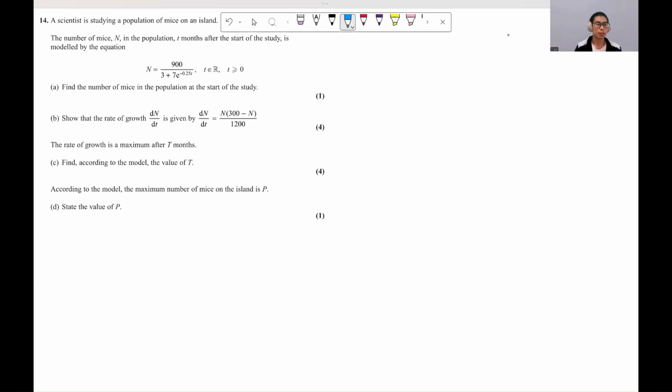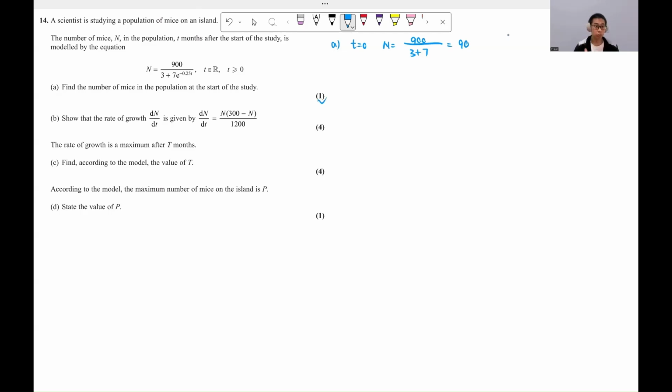Part A: find the number of mice in the population at the start of the study. Part A is super simple. You just let t equal 0 and then find what n is. So n is just 900 over 3 plus 7 times e to the power 0, which is 1. Put it in the calculator: 900 over 10 is just 90. So that is the answer for part A.